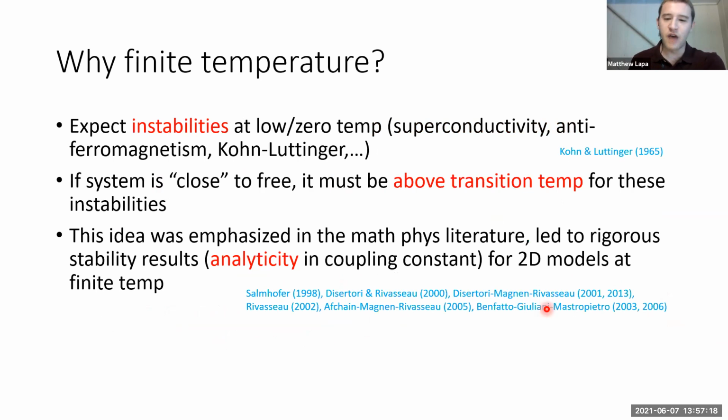At zero temperature, there are all kinds of instabilities that you might expect, especially in Hubbard type models: superconductivity, antiferromagnetism. There's something called the Kohn-Luttinger instability, which says that even if you have short range repulsive interactions, as you go to lower energies, you will eventually induce some type of attractive pairing interaction at some angular momentum, and at very low temperature, you will end up with some type of pairing instability. So the idea that I'm following here is that if the system is close to free, it has to be above the transition temperature for these instabilities.